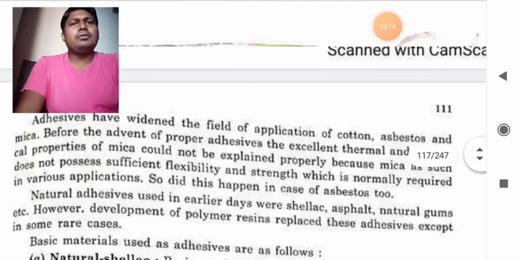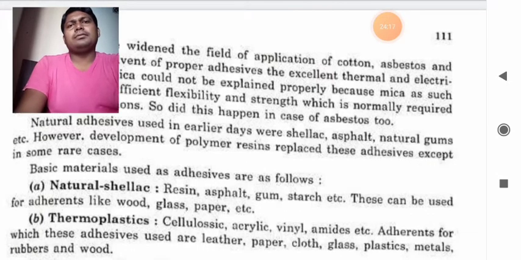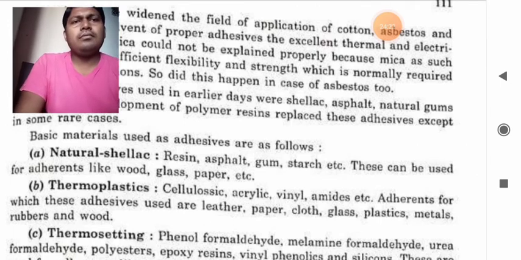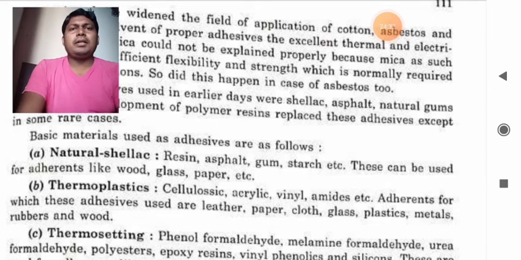Basic materials used as adhesives are as follows: natural shellac, resin, asphalt, gum, starch. This can be used for adherents like wood, glass, paper, etc. Thermoplastics: cellulosic, acrylic, vinyl, amides, etc. Adherents for which this adhesive is used are leather, paper, cloth, glass, plastics, metallic rubbers and wood.